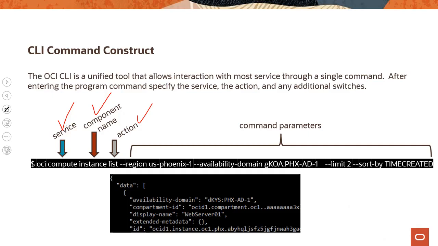Now, every command also includes the option for command parameters. This allows us to define things like a given availability domain, a specified region, a different compartment that we choose to use at runtime. We can also sort or limit the number of responses with these optional command parameters. And we'll look at a few more examples as we go.